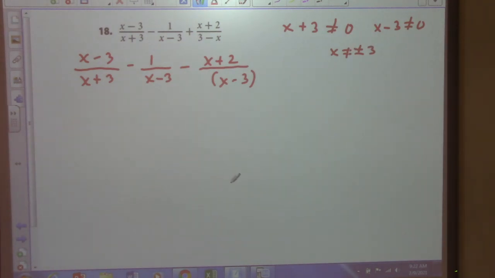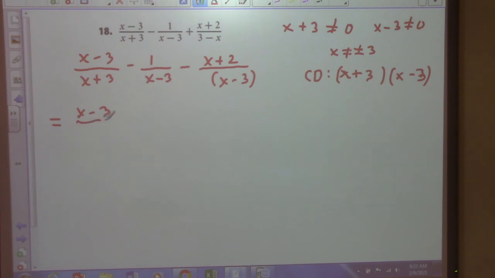Okay. What's going to be our common denominator here? What's our common denominator? x plus 3, x minus 3. x plus 3, x minus 3, everybody see that? Okay. All right. Looks good to me. So let's just continue here with this. So that's going to be equal to x minus 3.